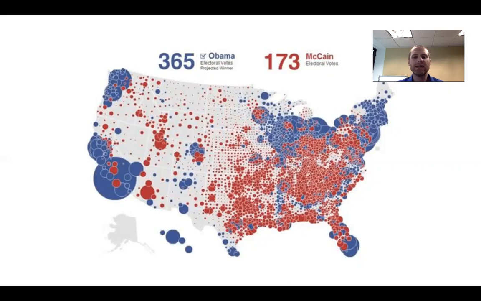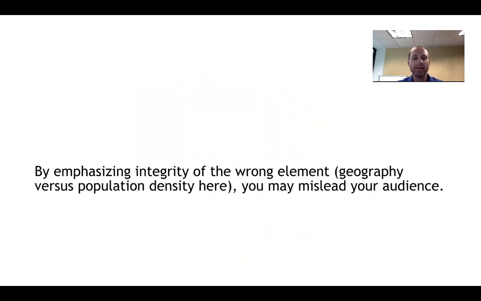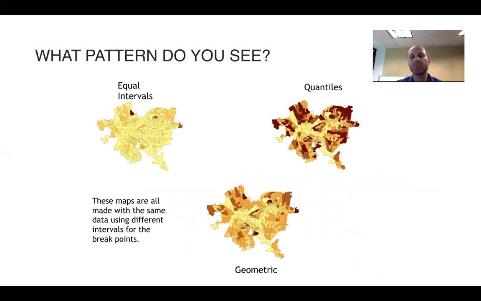This point is just to highlight the importance of making maps that are accurate, and oftentimes in the popular media and other outlets, maps are used to distort truth by emphasizing the wrong element. In this case, emphasizing geography instead of population density, and this can be potentially misleading to your audience.